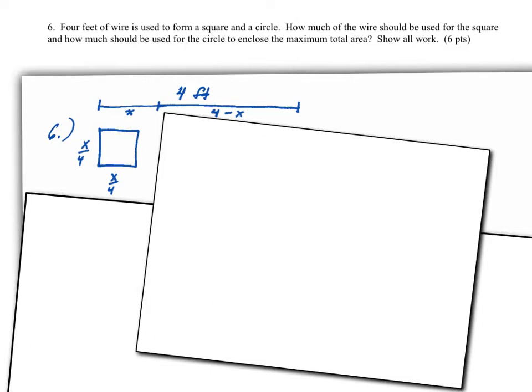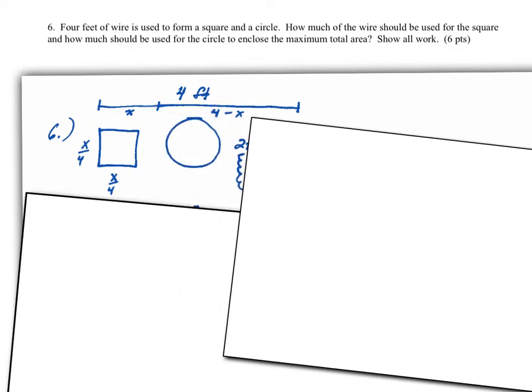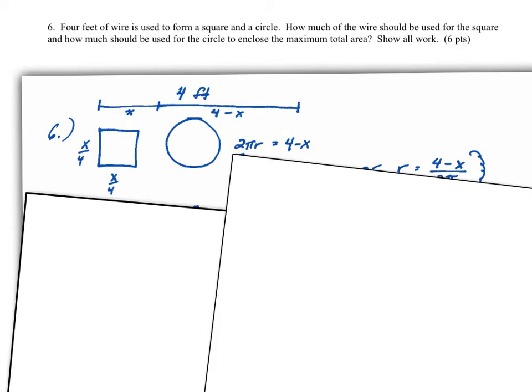Alright, next, number 6, we have another wire sculptor problem. We have 4 feet of wire. We're going to cut off x and use it for the square. That makes a quarter of x each side of the square. What's left from the 4 feet is 4 minus x. We're going to use that for the circle, which means 2 pi r, the circumference of the circle, is going to be 4 minus x.